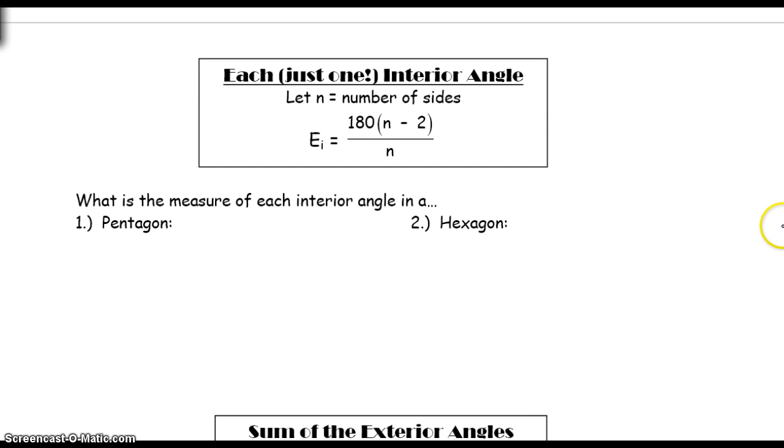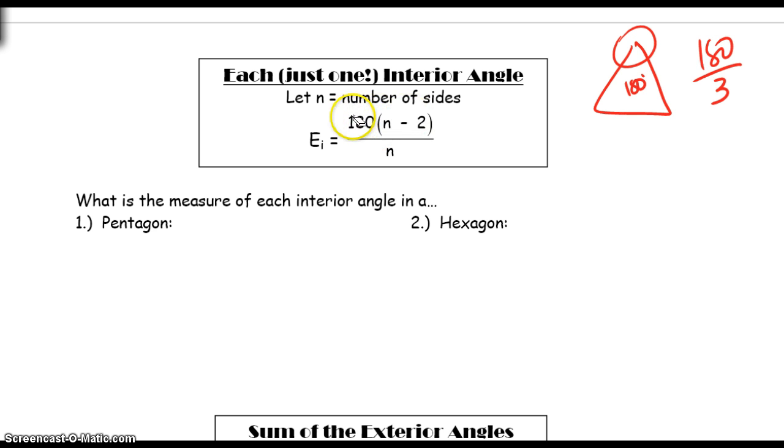So what if we just want one interior angle? And by the way, we're only dealing with regular polygons in this formula right here. But if we just want one interior angle, if we want to know what each interior angle is, that's what EI is, each interior angle. Think about it. If I have a triangle, now you don't have to write this down, if I have a triangle and it adds up to 180, if I want to know what just one of these is, well, I would take 180 and divide it by 3 because there are 3 angles there.